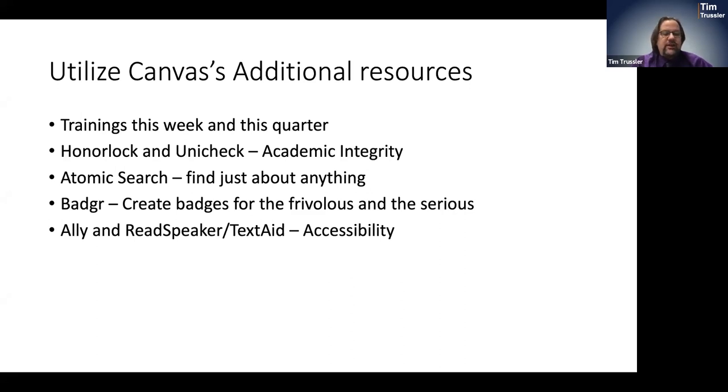So let's say your test is from 8 to 9. At 8 o'clock, it goes live, your students take the test, and HonorLock will actually proctor it. And I want to stress this point. HonorLock does not take any action against your students. It's not like they're going to kick them out of the room or something like that.